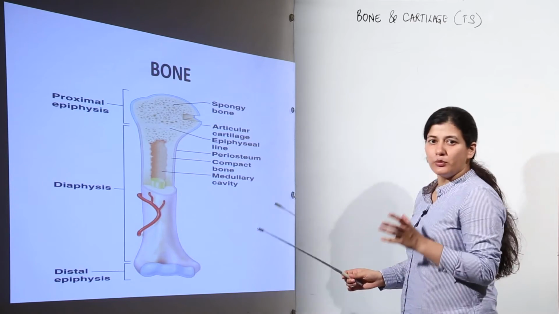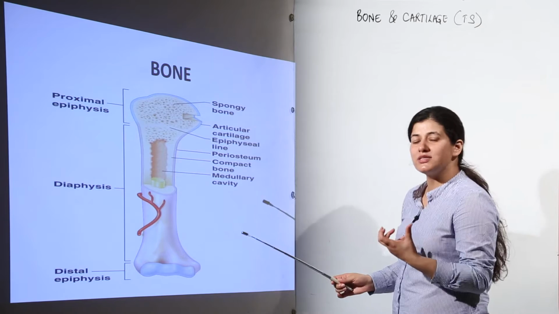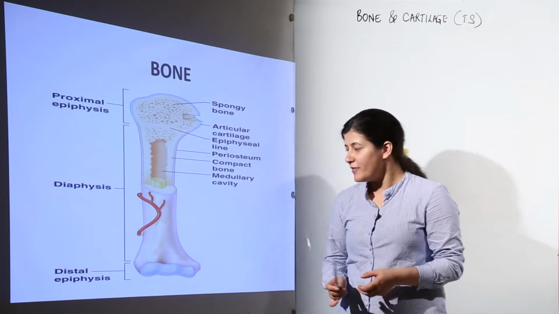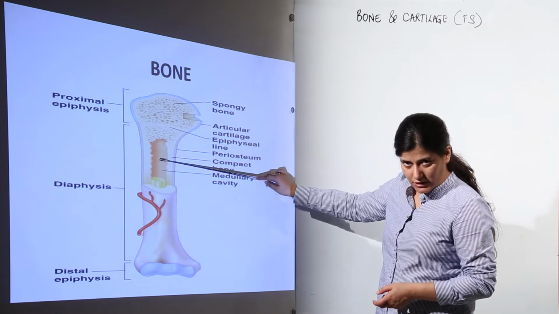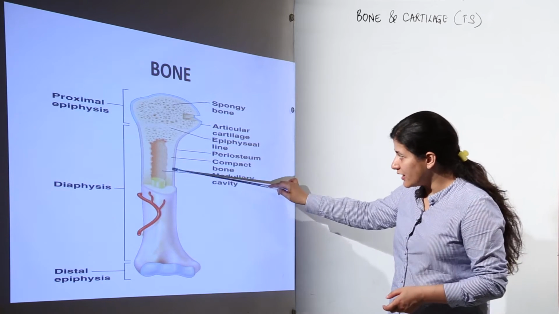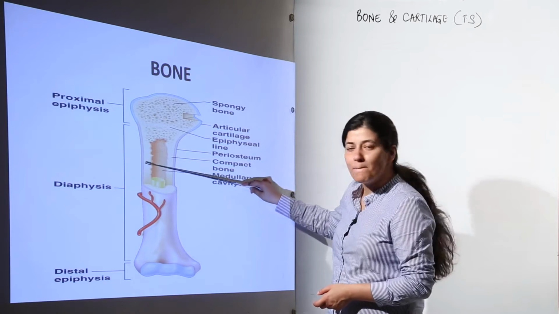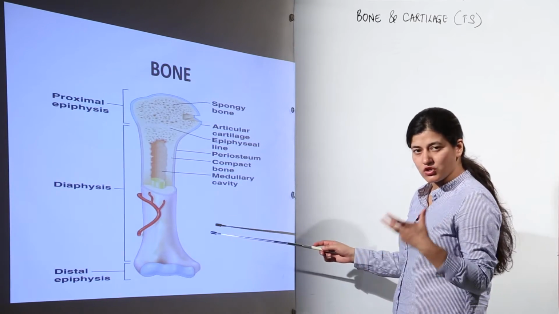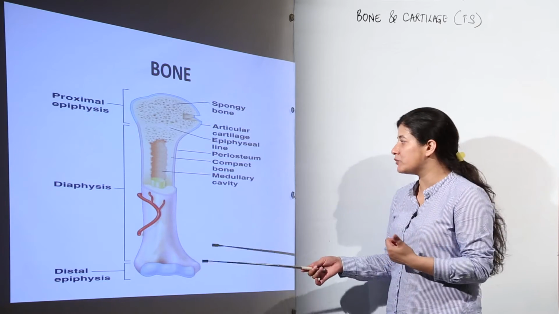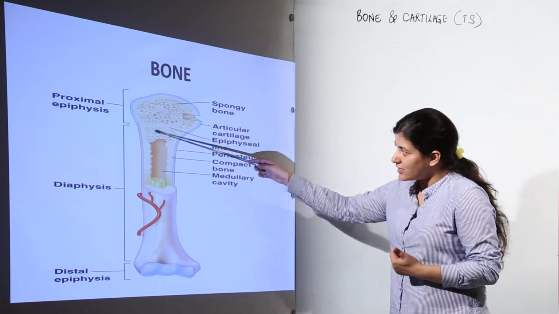Now inside the bone, what is present? You know that long bones have bone marrow inside them, and that bone marrow is present inside the medullary cavity of the bone. Around this medullary cavity, there is the compact bone. The medullary cavity houses the yellow or the red bone marrow, which is responsible for the production of blood in our body, and around it is the compact bone.